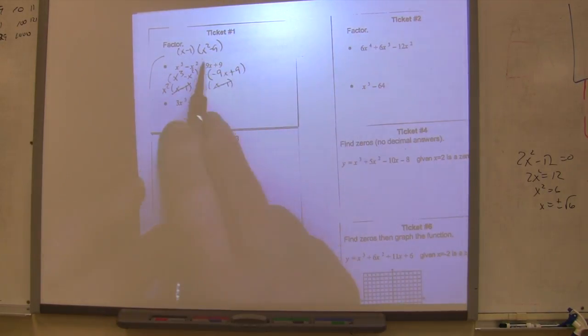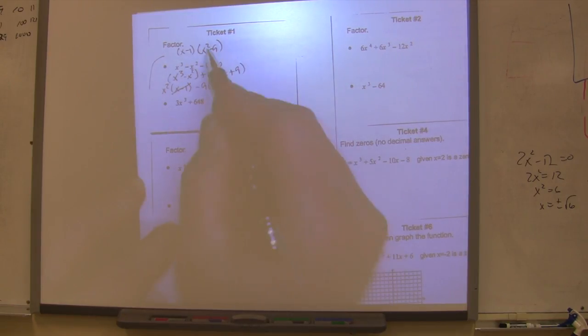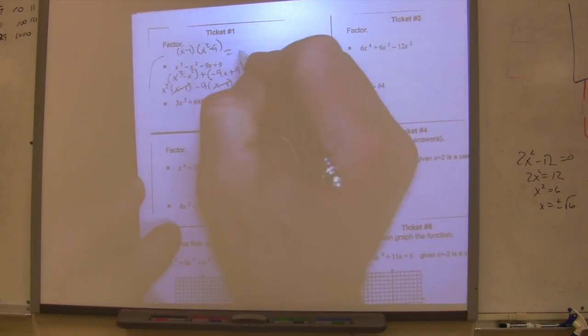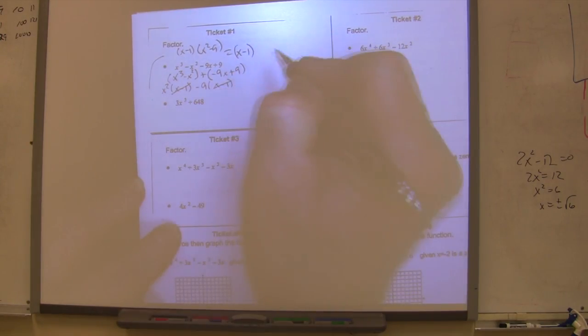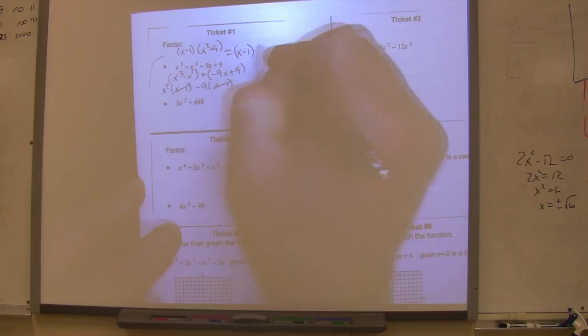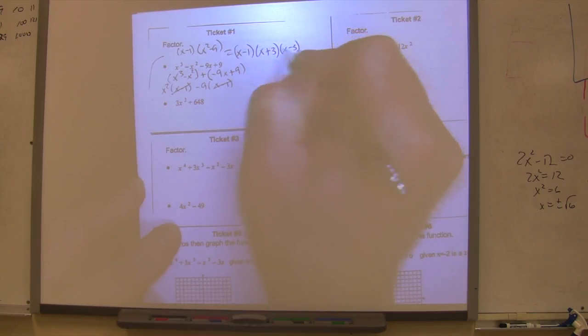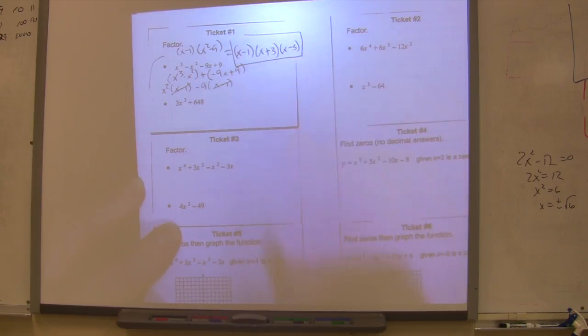And then again, anytime you have a square, you want to see if you can factor that further. And this is the difference of two squares because it's minus, and I can take the square root of both. So that ends up being x minus 1, and then the x squared minus 9 factors into x plus 3 and x minus 3. And so that is the factored expression.